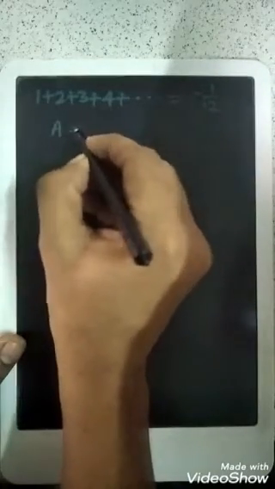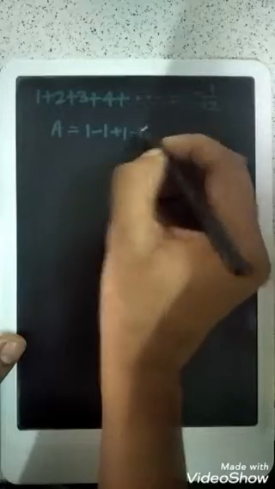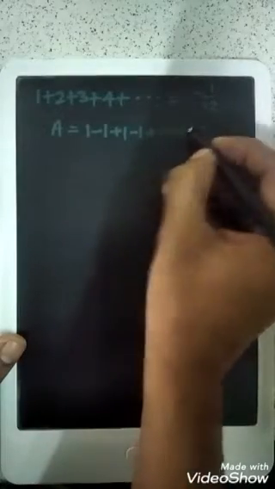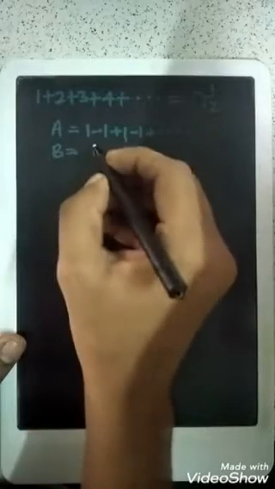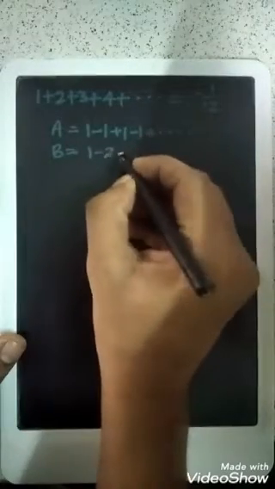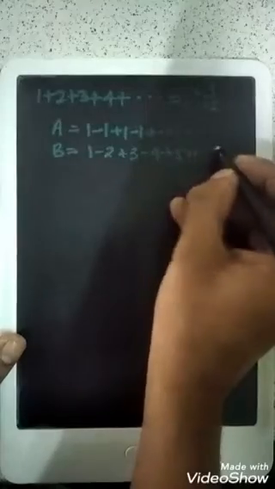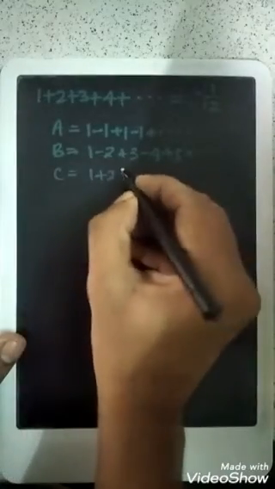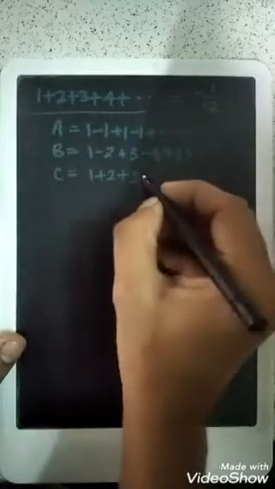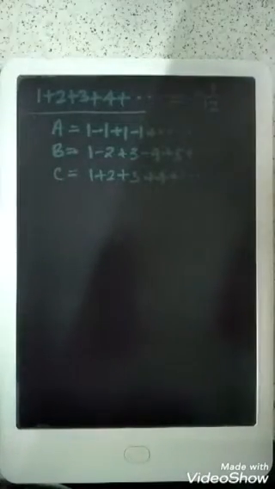This series 1 minus 1 plus 1 minus 1 is an alternating series, which we call A. Next we will require this B, and lastly we will have the required series. So what do we have to do? We have to evaluate all these three series.